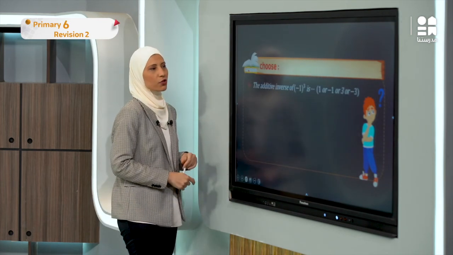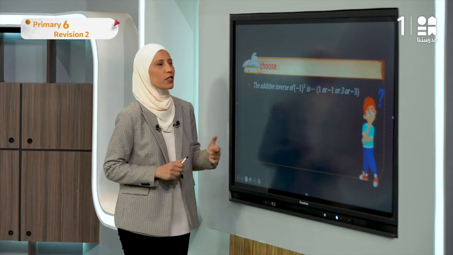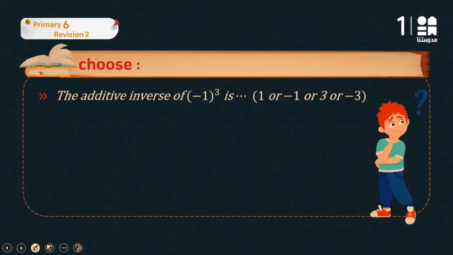The last exercise I have is the additive inverse of negative 1 to the power of 3. 3 is an odd number, so I am going to keep negative 1 as it is. So negative 1, what is its additive inverse? Negative 1's additive inverse is supposed to be a positive 1. By this way, we answer many different exercises.